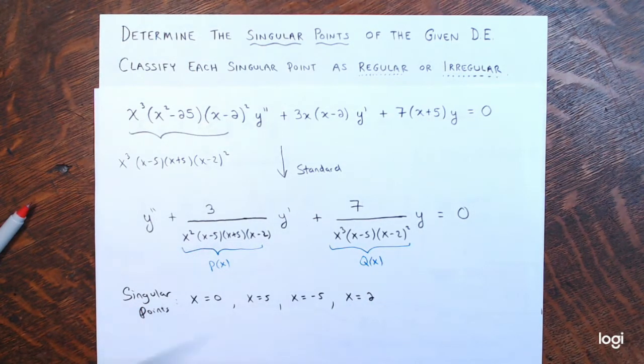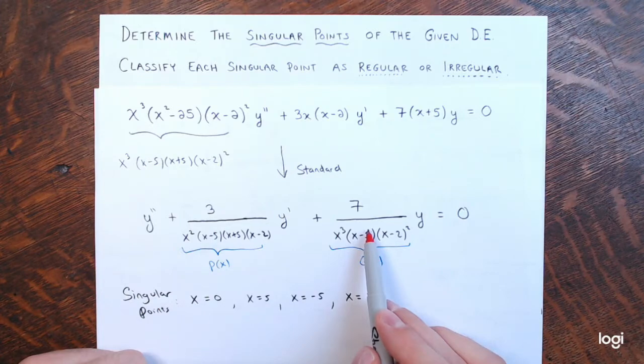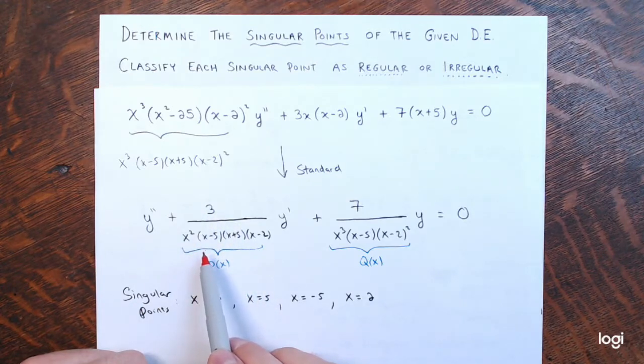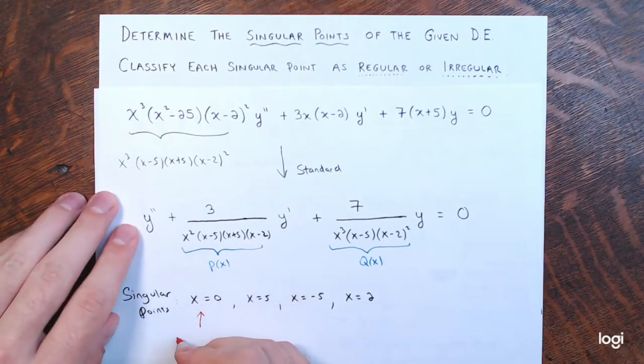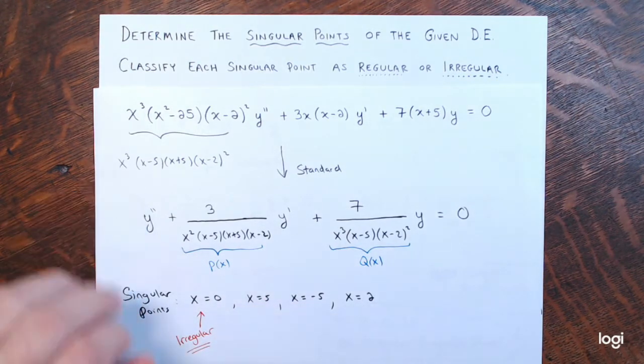Now we check, are they regular or irregular? Now x equals 0. I'd be multiplying this by x and this by x squared. Well, if I multiply this by x, there's still an x in the denominator, so it's still not defined at 0, therefore not analytic. So this is irregular. X equals 0 is an irregular singular point.